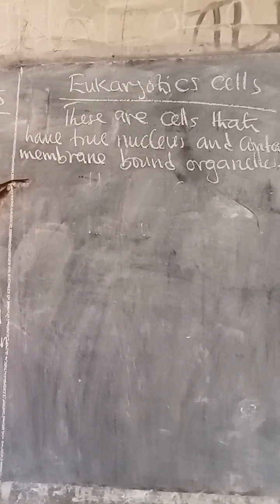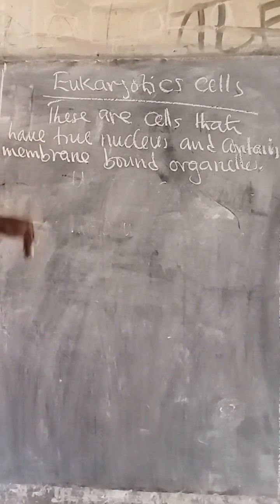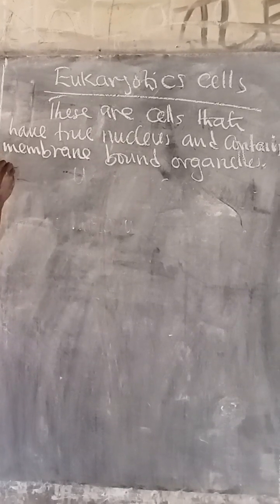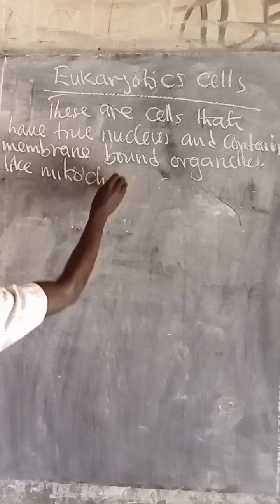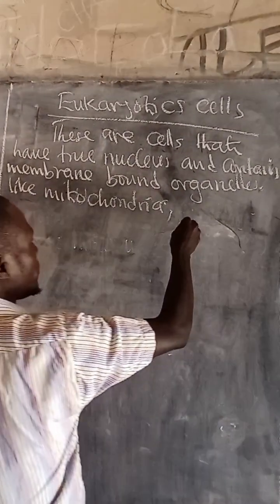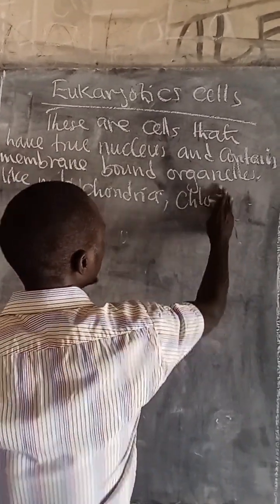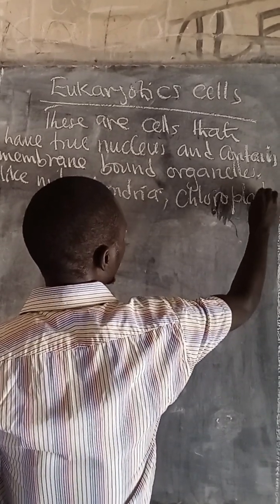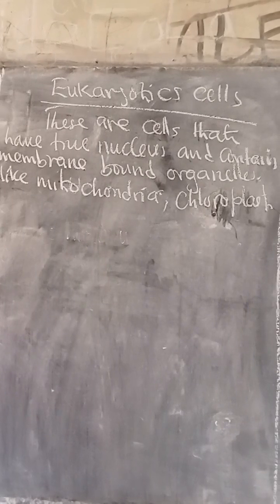So these are the most developed forms of the cell. They have a true nucleus, meaning the nucleus is surrounded by the nuclear membrane, and they have membrane-bound organelles like mitochondria, which is found in both plant and animal cells. Then we also have chloroplast, which is found in plant cells. So these are some examples of the membrane-bound organelles in cells. These cells contain them.